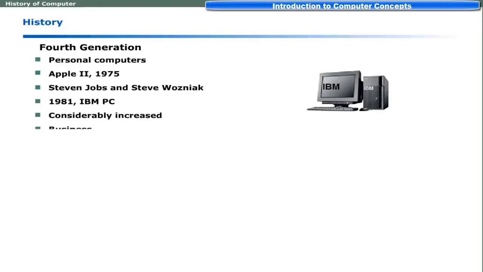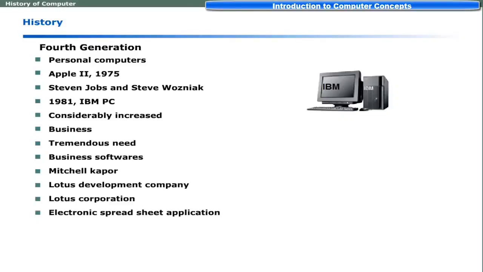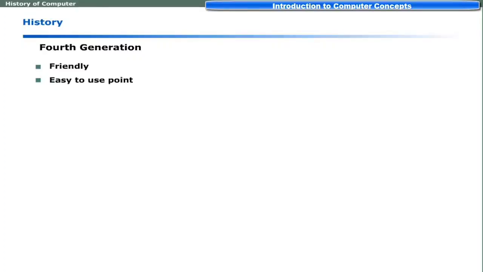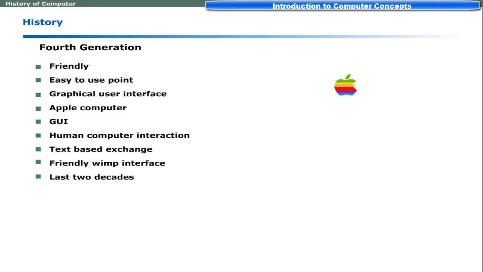The use of personal computers had considerably increased in business. There was a tremendous need for business software. Mitchell Kapor established Lotus Development Company. Lotus Corporation introduced an electronic spreadsheet application, Lotus 123, that boosted the sales of IBM PC. Dear learners, the credit for today's friendly, easy-to-use, point-and-click graphical user interface goes to Apple Computer. GUI changed the human-computer interaction from text-based exchange mode to friendly WIMP interface.